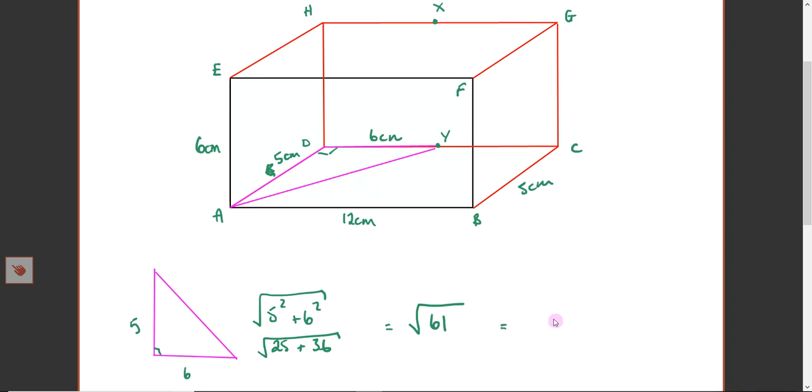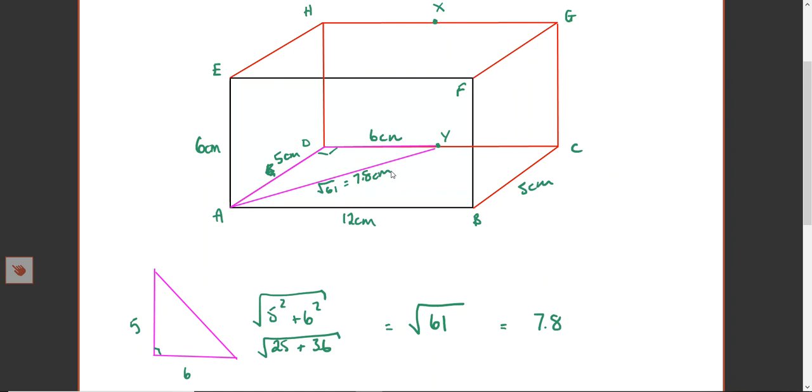So what did you work that out as? 7.8. Okay. I can put that as the square root of 61, which is 7.8 centimeters. I'll put it on my diagram. I agree, that's what you've got.